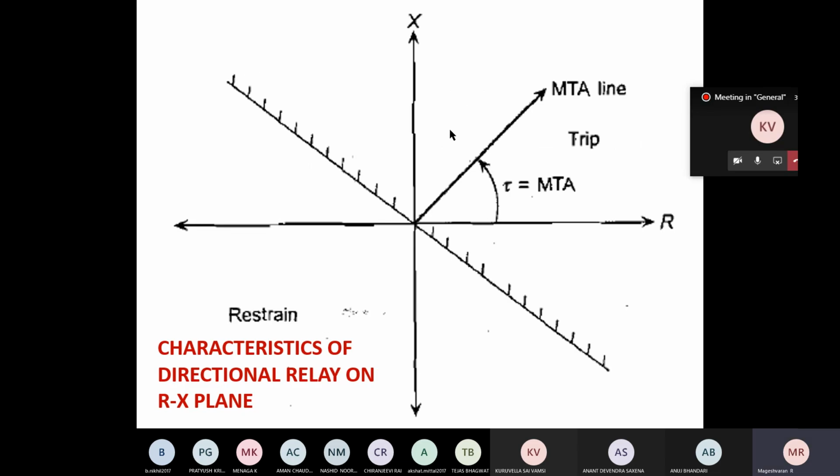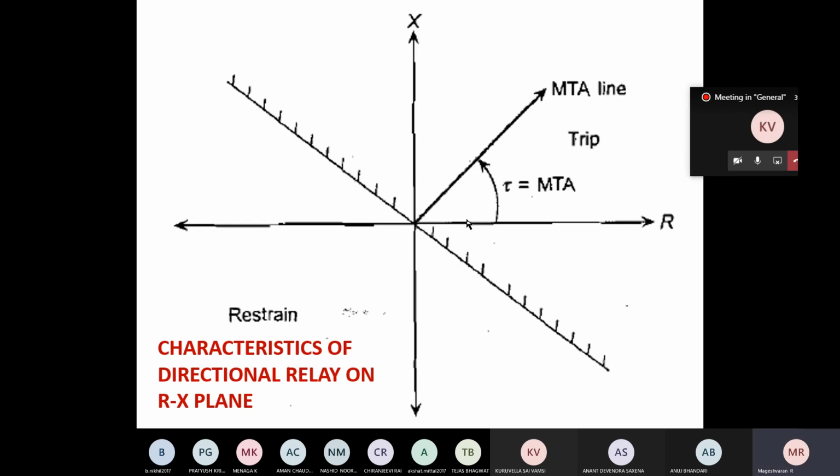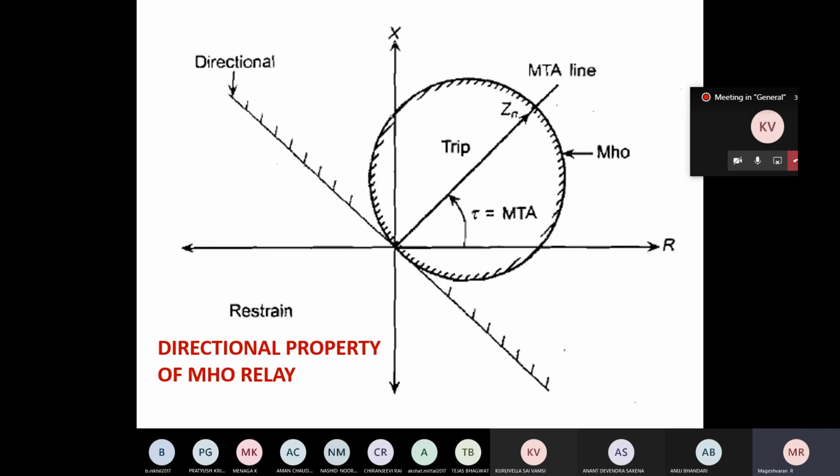Now, as I told, it is having a directional property. It is going to operate only for the forward fault because they expanded the curved part like this. So it is clear that it is going to operate only in the first quadrant and a little bit of the fourth and second. It is not in the third quadrant, so the relay is not going to operate for reverse faults.